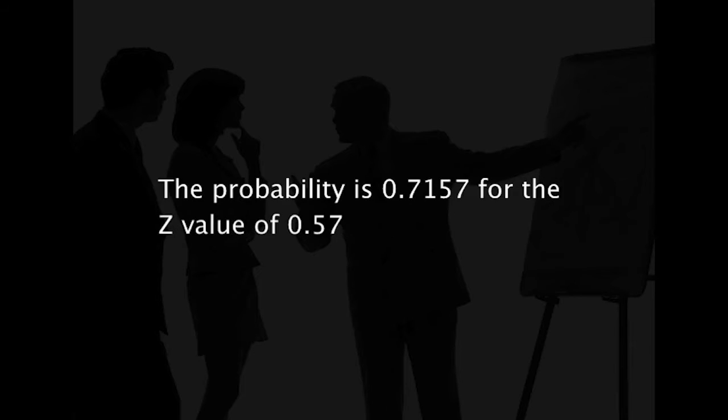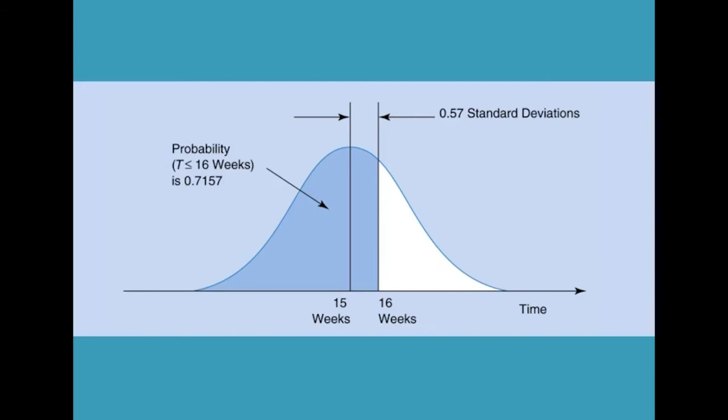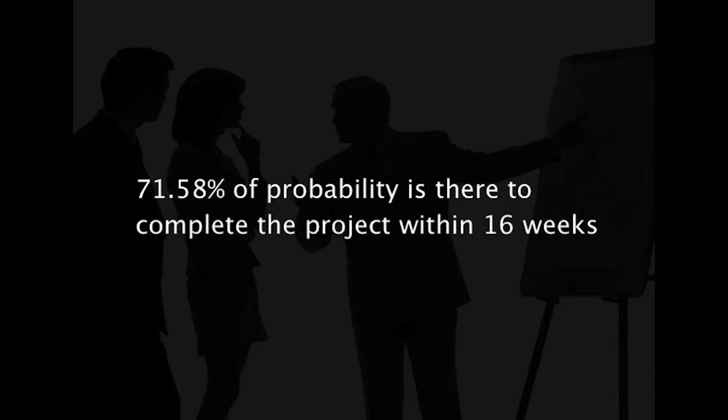That is, 16 weeks is 0.57 standard deviations above the mean of 15 weeks. That is, the probability is 0.7157 for the z value of 0.57. This is based on the normal table of probability. Hence, the normal curve is obtained as shown in the diagram here. That is, there is a 71.58% probability to complete the project within 16 weeks.